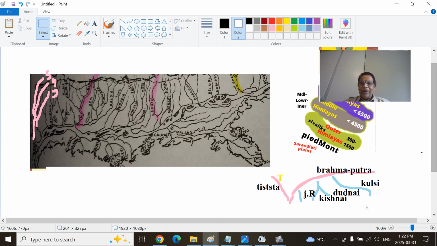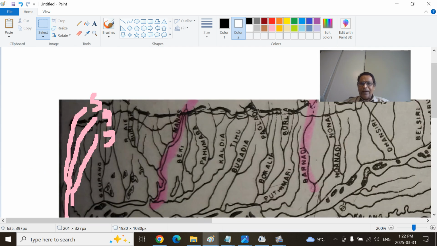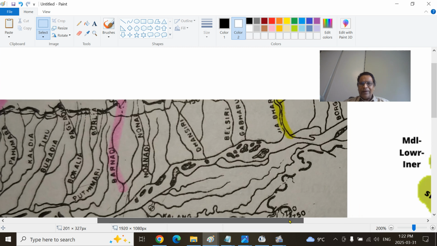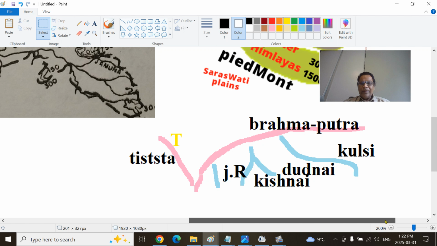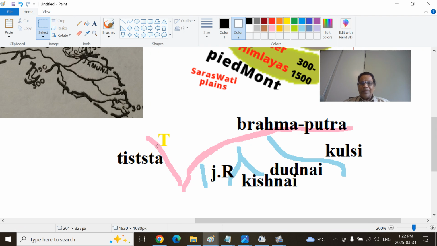And the south flowing rivers, I have expanded here a little bit, you can look at them. So this is the Brahmaputra River, the Tista River, and the Sankosh will be somewhere here. This is the Sankosh River. And this is the Manas River.